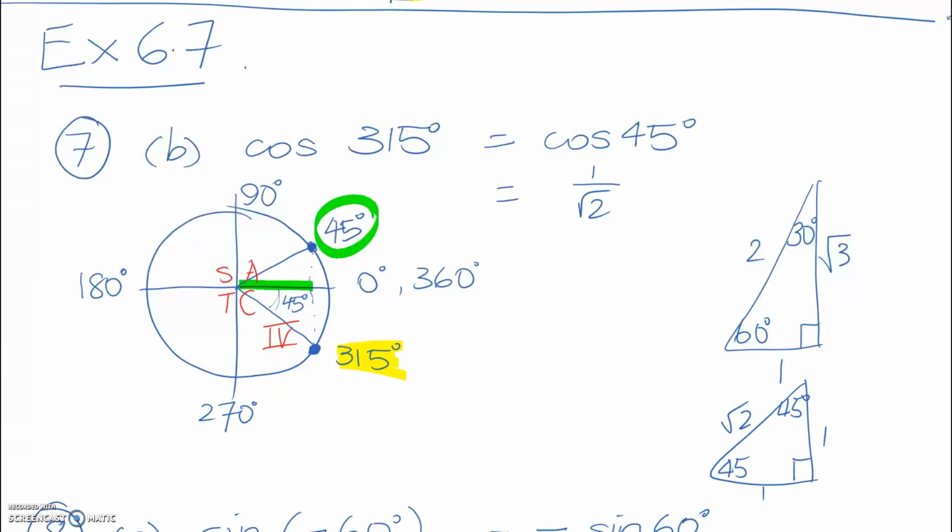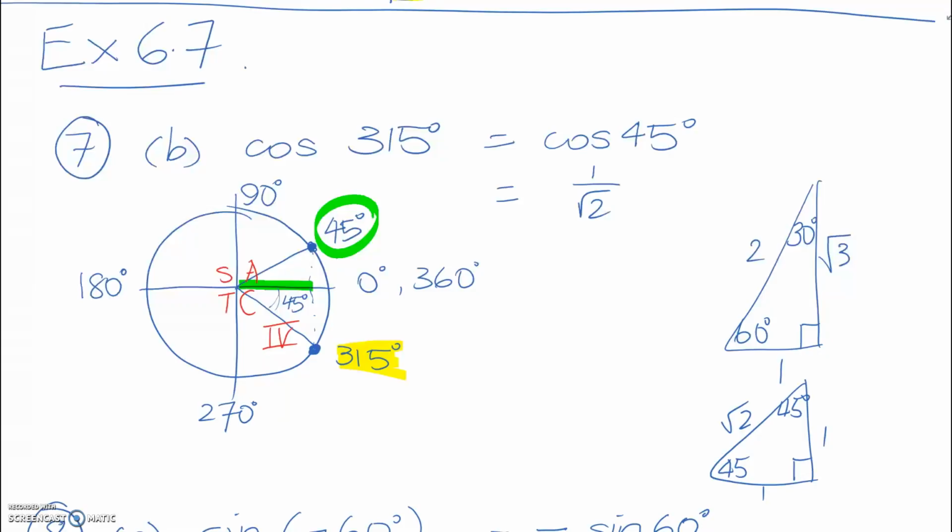First thing I do is draw the circle, put the axes through it, and then indicate my major degrees, 0, 90, 180, 270 and 360. Then I have to locate where 315 is. So I notice that it's in the fourth quadrant. In fact, it's 45 degrees back from 360. So the mirror image one in the first quadrant would be 45 degrees because of the symmetry of it.